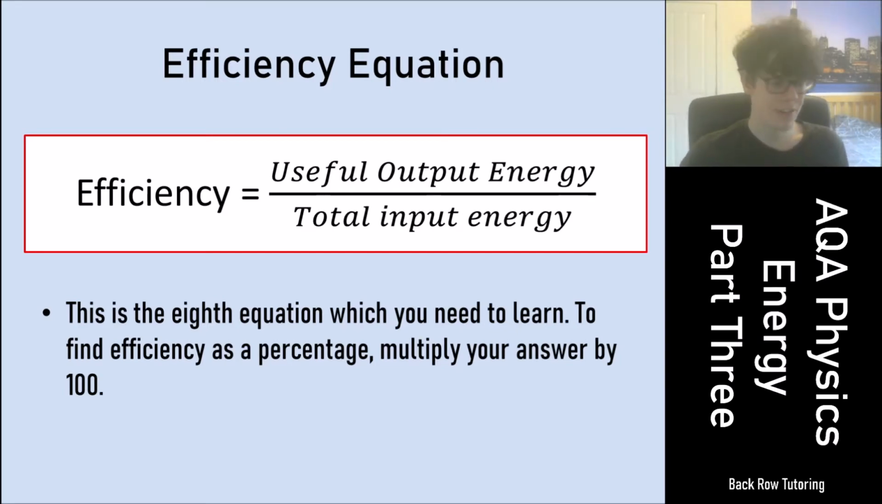So if I go back to the kettle example, I have so much energy going into the kettle, which would be electrical energy, well that would be the total input energy on the bottom of the fraction. The useful output energy, well that would be the amount of energy which is being converted into thermal energy, because that's what happens in a kettle. You want heat, you want to heat up the water. So that's one of the equations which you need to learn.